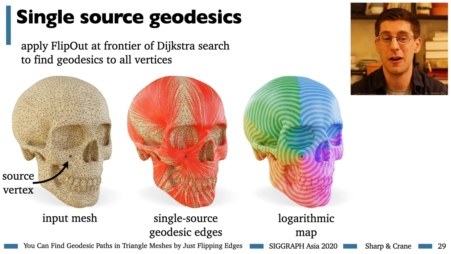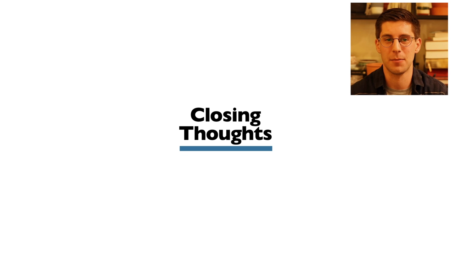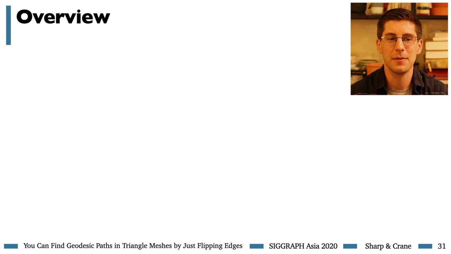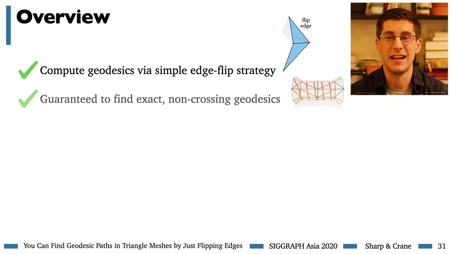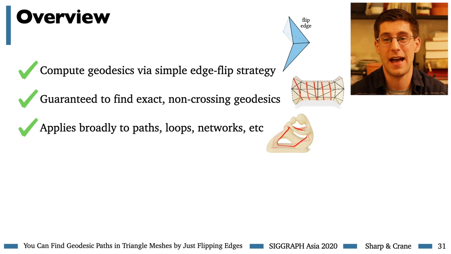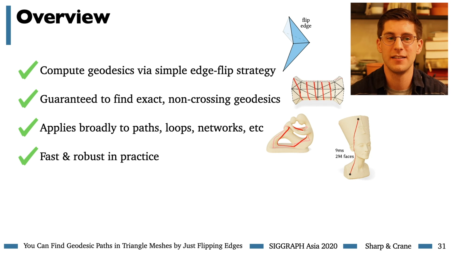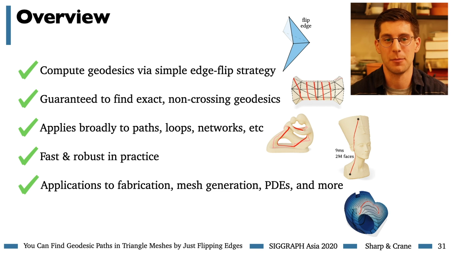And finally, reading off the angle of those edges yields a discretization of the polyhedral log map. It's really promising to see that the basic flip-out subroutine can be mapped to other variants of the problem. Wrapping up, we saw a new algorithm for finding geodesics which uses edge flips. It's guaranteed to find exact, non-crossing geodesics and applies broadly to paths, loops, networks, and so on. It has many applications in geometry processing due to its particular properties.